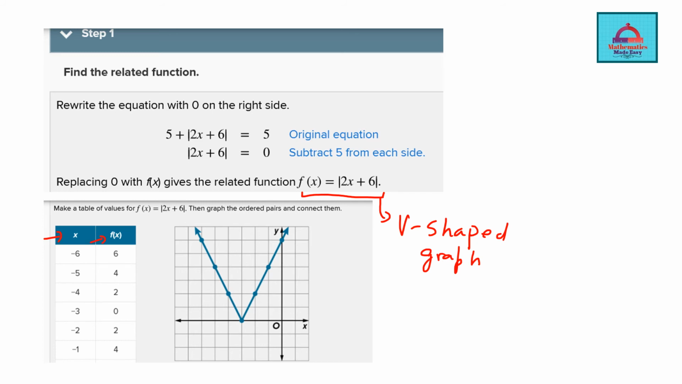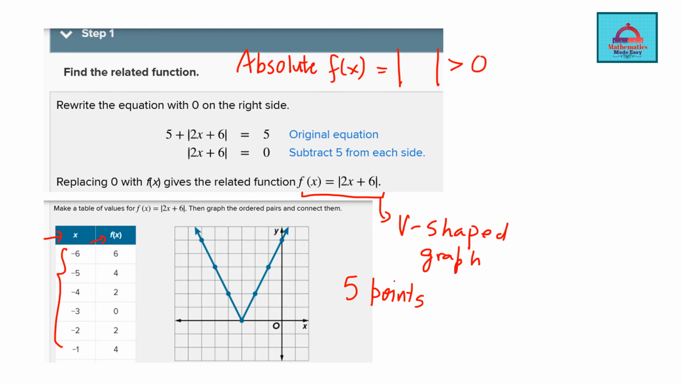Now here you can take at least 5 points. Some we can take positive, some negative, and one definitely can be taken as 0. Here, if you see the table of values, there are so many points taken. But yes, 5 points are good enough to draw the graph. Take 5 values of x, correspondingly plug them into the function, get your f(x) values, and remember the basic definition of an absolute value function. I'm repeating in case you have forgotten: anything that comes inside the absolute value function will always give you a result which is positive.